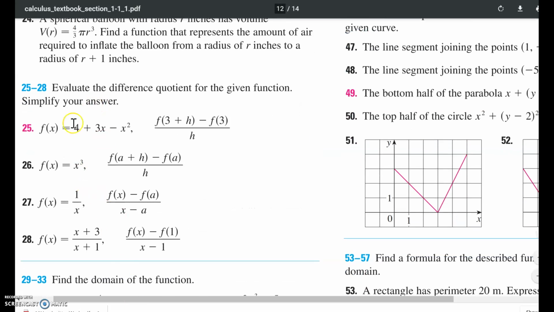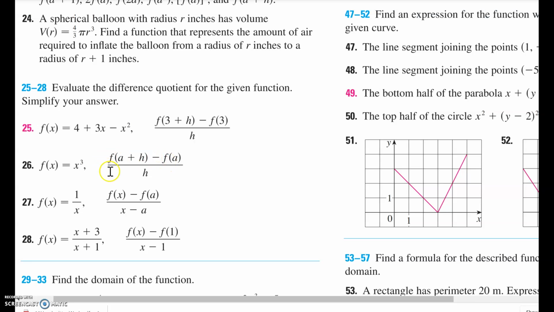Okay, so we have f of x equals x cubed. And then we want to evaluate this, f of a plus h minus f of a divided by h. Now this particular formula is called the difference quotient. These are just variations of the difference quotient. In chapter 2, you'll learn a lot more about what that means, but for now, I just want to do the computation to show you what it is.